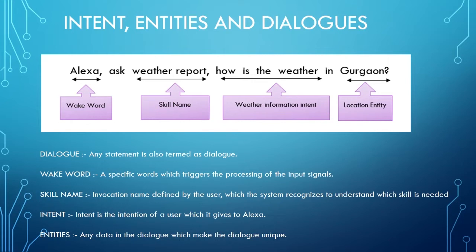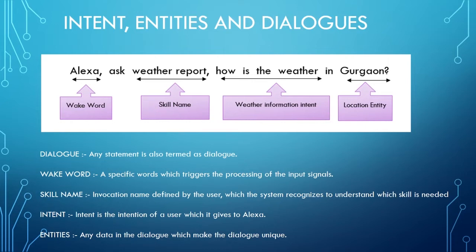Coming to intent. Intent is defined as the user's intention, what the user is requesting. Say in this statement, when users say, how is the weather? It is clear that the user wants to know about weather. Now the question comes, the user wants to know the weather of which location. Now to create the uniqueness, we use something called entities. Entities are the data that needs to be extracted from the dialogue. In case of Alexa, these entities are also termed as slots.